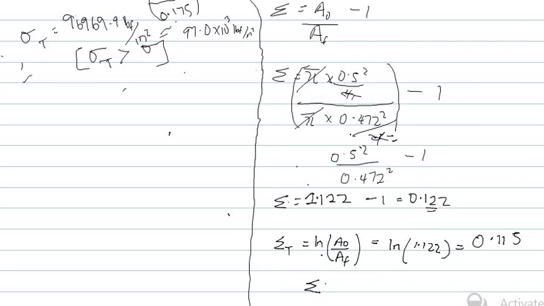In this case we can see that our engineering strain is greater than our true strain. So that's it for this video. We calculated the value of our engineering stress and our true stress, as well as our engineering strain and our true strain, and we compared the values, concluding that our true stress from the calculated values is greater than our engineering stress, while on the strain side we have our engineering strain greater than our true strain.